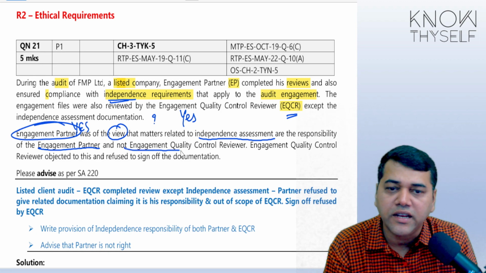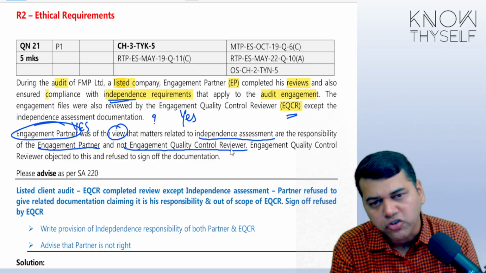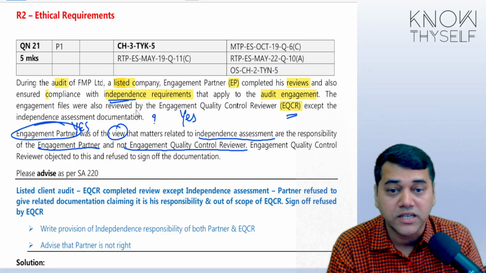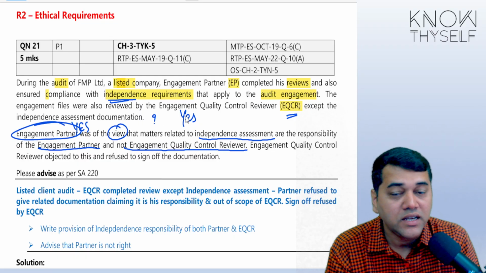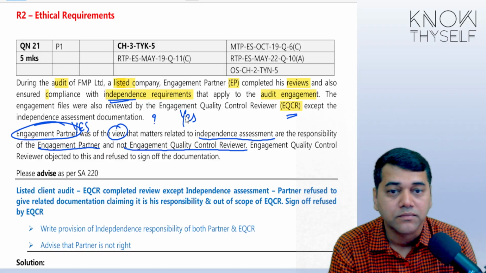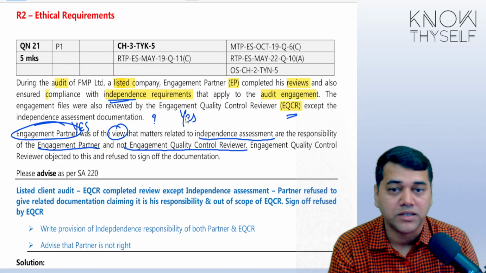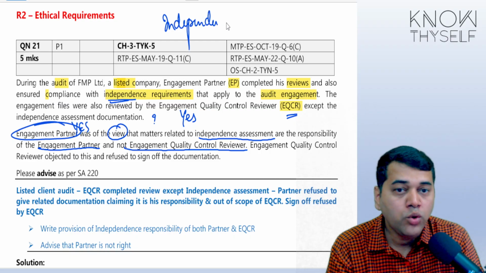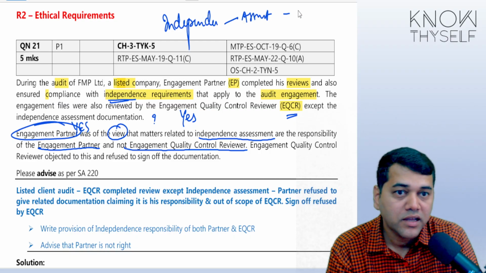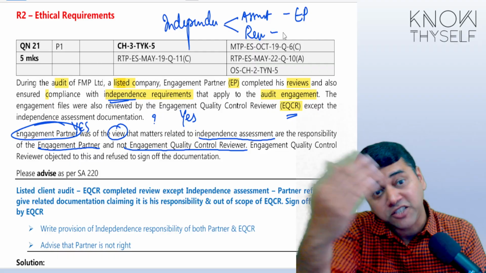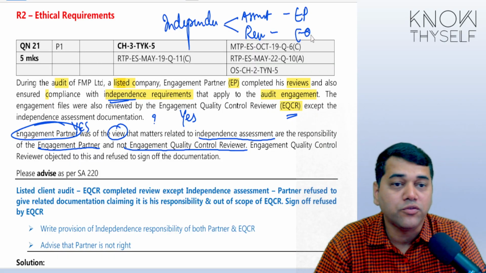And not the engagement quality reviewer. He is also perfect. But what is that? Please understand, assessment and review are two different words, two different activities. When we talk about independence, who has to do the assessment? The engagement partner. Who has to review whether the assessment has been done or not? The EQCR.